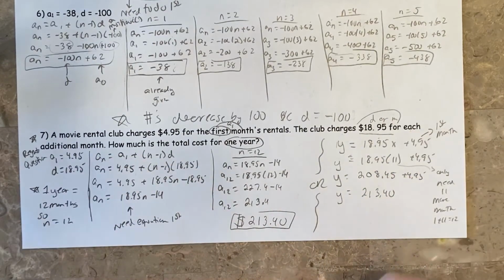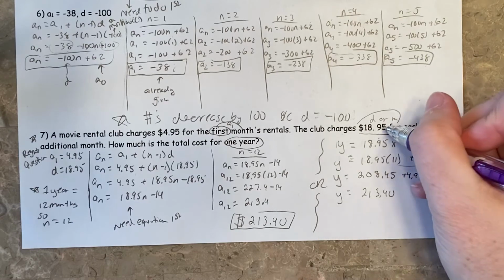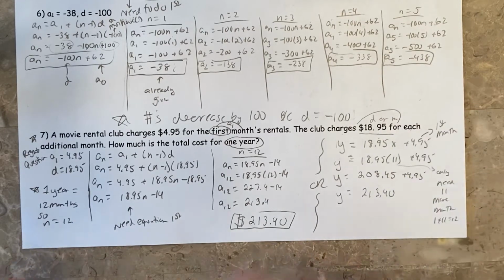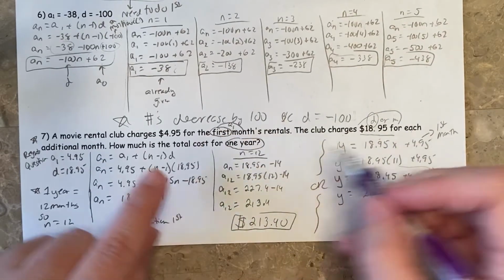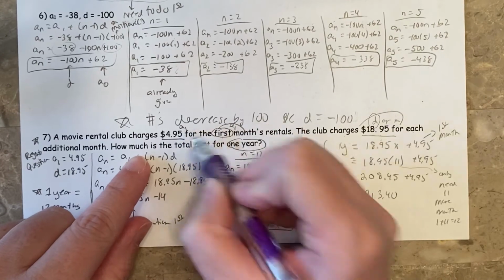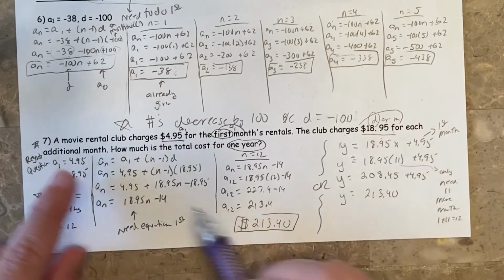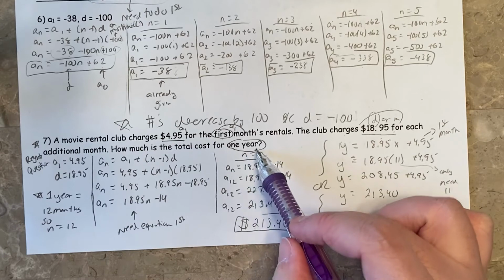So if we were doing y equals mx plus b, you would know that this would be your slope. What keeps happening over and over again. But we're doing sequences, so instead of slope, it's the common difference. So we have a sub 1, and now we have our common difference. And they want to know how much is the cost for 1 year.